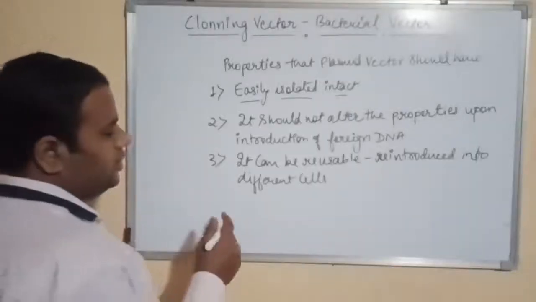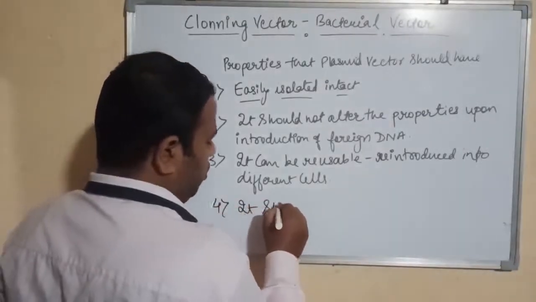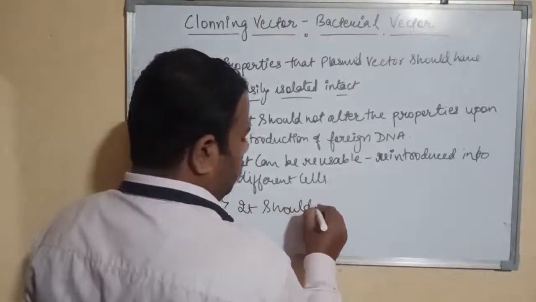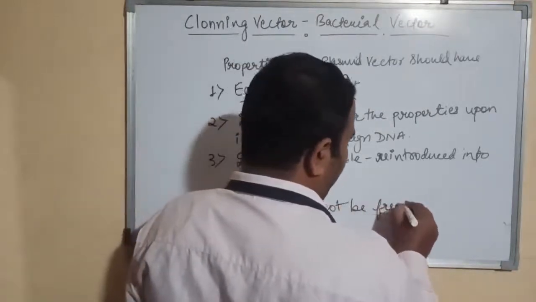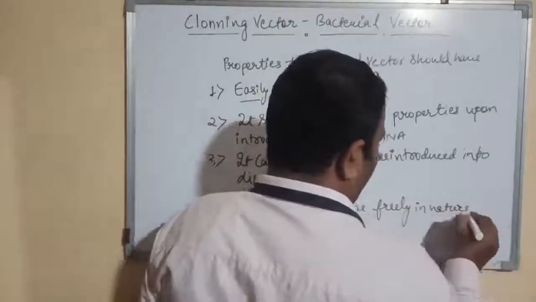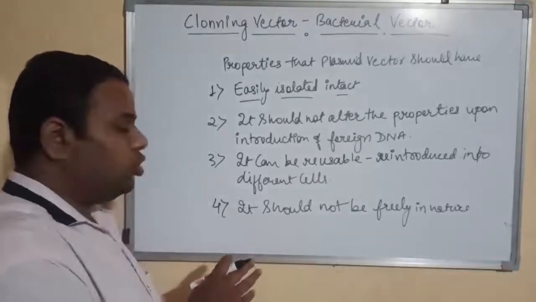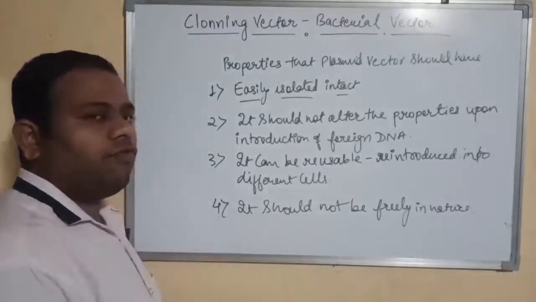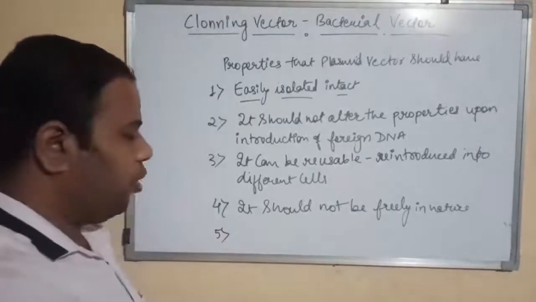Okay, so let's see the next property, that it should not be available freely in nature. Means it should be available in bacterial cell only, and in nature it should not be available in the free intact form, otherwise it can cause various other problems, environmental problems also.